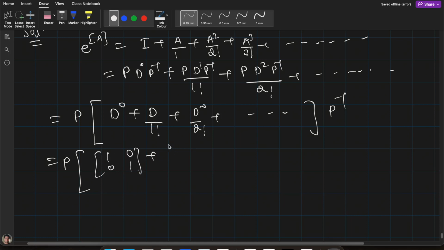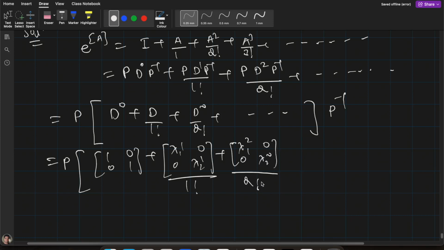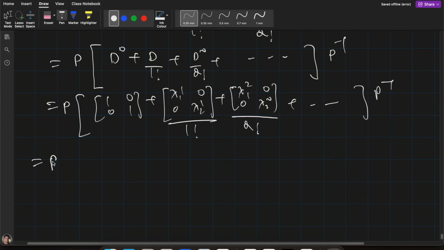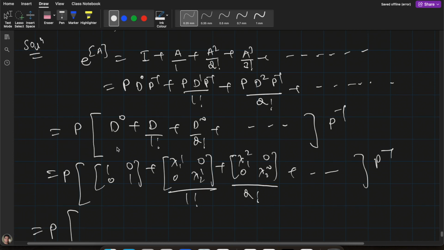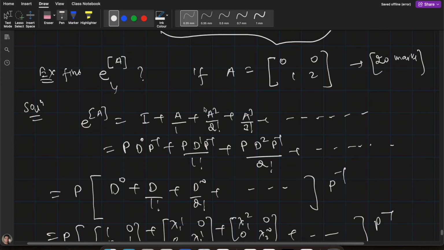And what is D divided by 1 factorial? That is nothing but lambda 1 raised to the power 1, 0, 0, lambda 2 raised to the power 1, divided by 1 factorial. Similarly, what can I write? Lambda 1 square, 0, 0, lambda 2 square. Are you getting what I am doing here? We are applying the same diagonalization theorem on the diagonals of A.